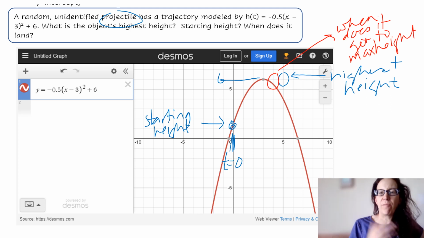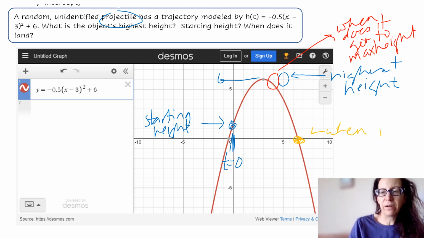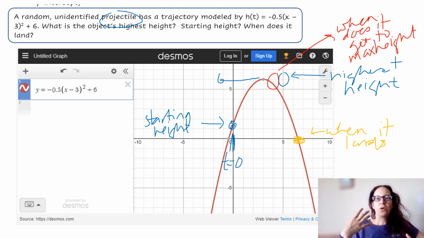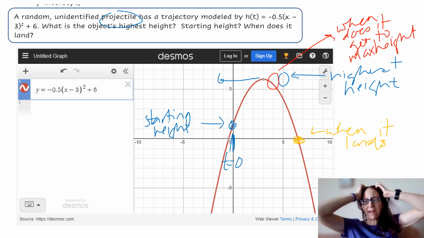So you've got the maximum height is 6, and when does it get to the 6? It gets to the 6 when the time is 3. When does it land? Well, that's going to be over here. Okay, this would be a when, sometimes where it lands. It depends on how your variables are defined. But the easiest way to answer a question like that is to graph the parabola and then actually identify what those key points are. So, and there's not a whole lot else you can be asked on that.